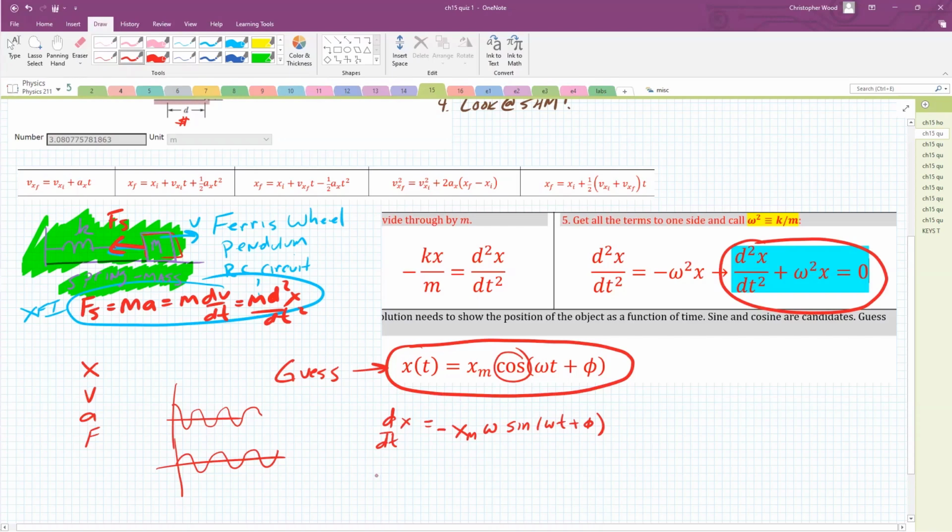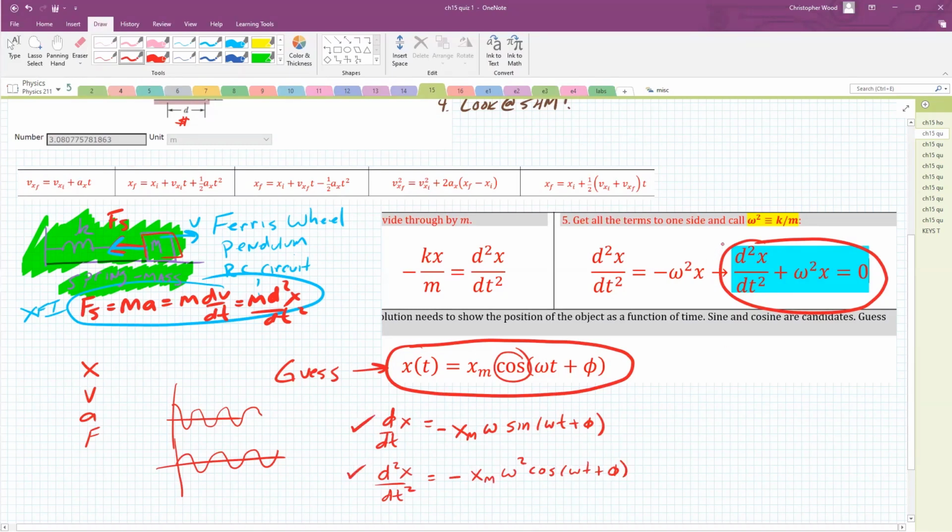All right, so let's take the second derivative. Let's take d squared x dt squared. What's the second derivative? It's going to be negative xm omega squared cosine omega t plus phi. Again, you should know how to do that. So this should be familiar to you.